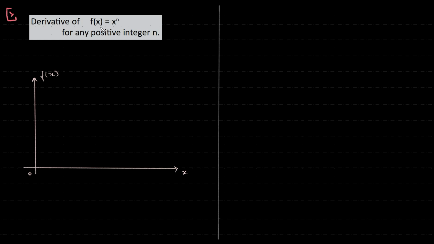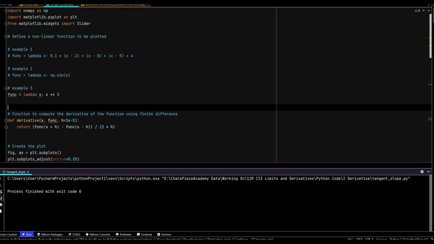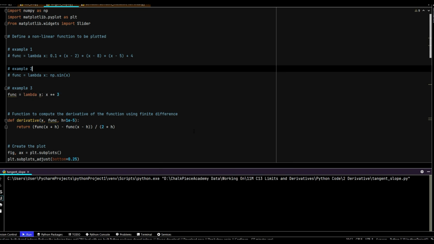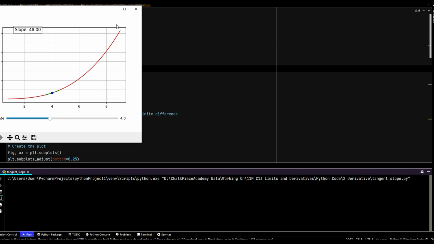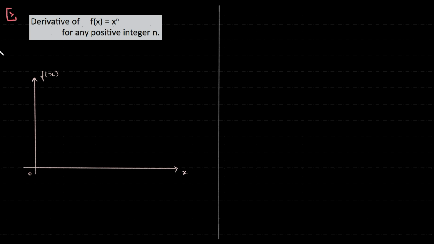Now we're looking at the derivative of f of x is equal to x to the power of n for any positive integer n. So graphically, I would want to show it over here. So we have x cube over here. That would be your graph. So basically it would be something like that.